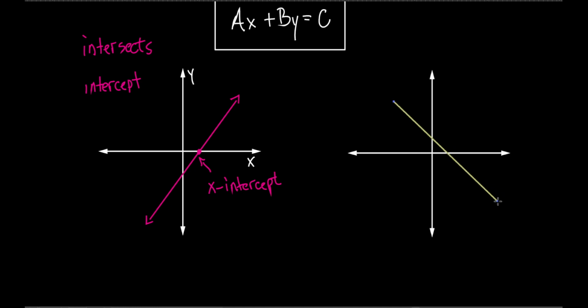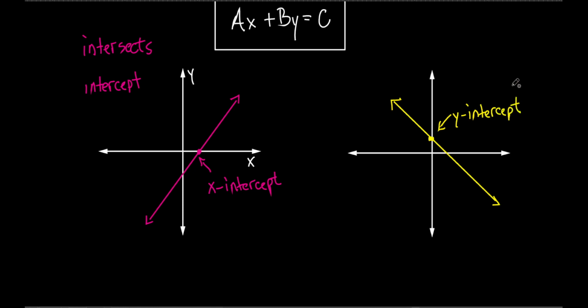And I don't know, let's just go like this. All right. Just make it go in a different direction, just to look a little different, that's all. It also has an x-intercept and a y-intercept. What I'm going to concern myself with in this one is the y-intercept. So that point right there is called the y-intercept.